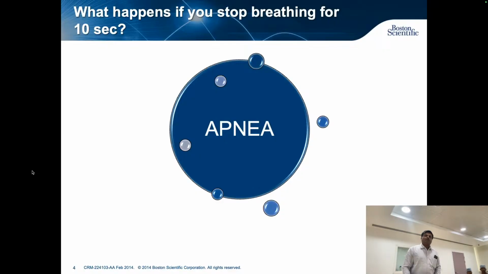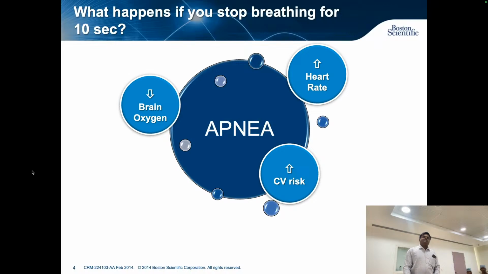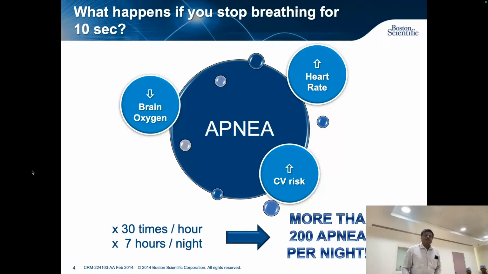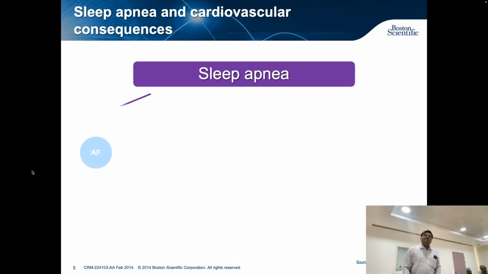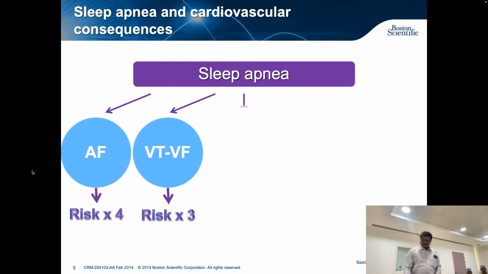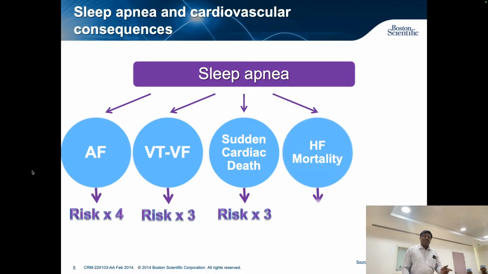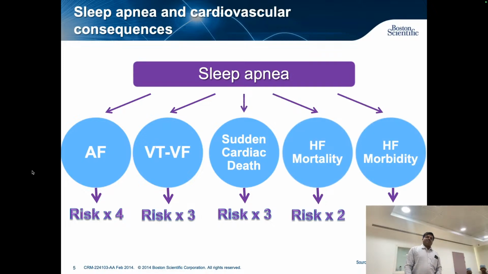What happens if you stop breathing for 10 seconds during the night? There is a high possibility that the heart rate will increase and the cardiovascular risk will increase. The oxygen carried to the brain will be compromised. If that event happens 30 times in an hour, and you sleep an average of 7 hours, you are going to have around 200 or 210 obstruction episodes of the sleep apnea disorder.